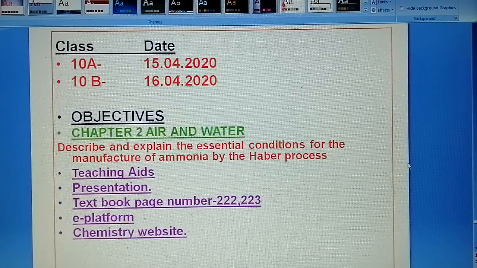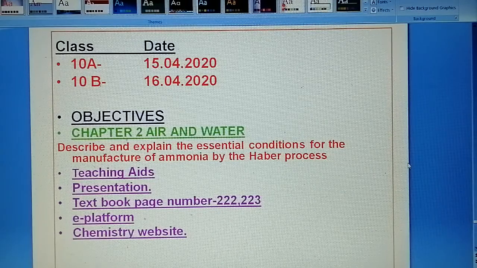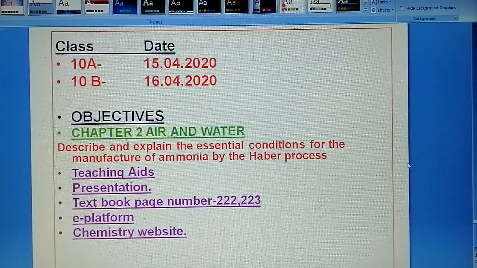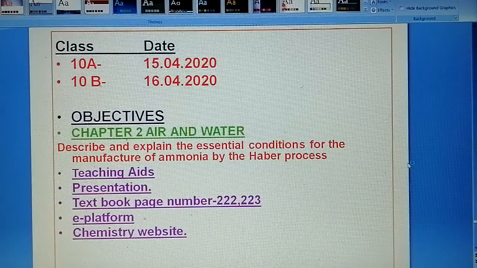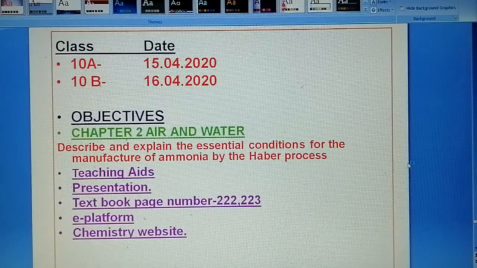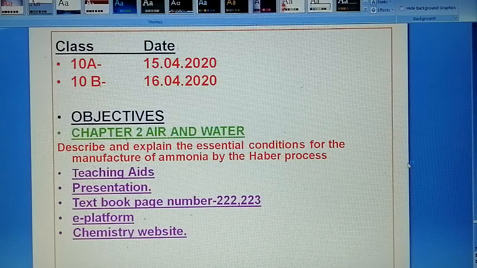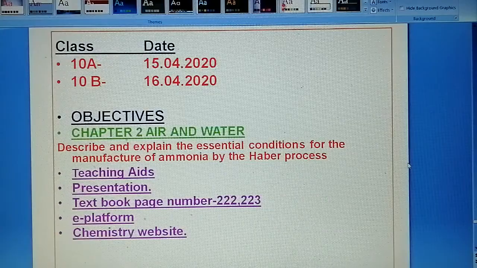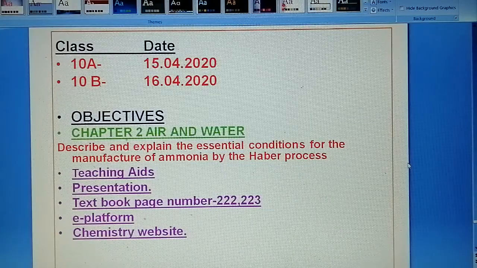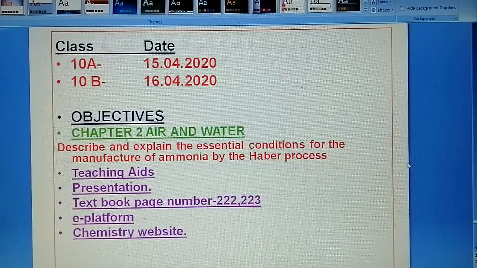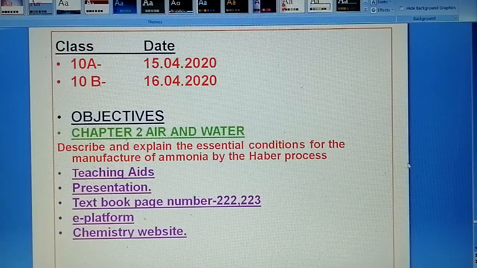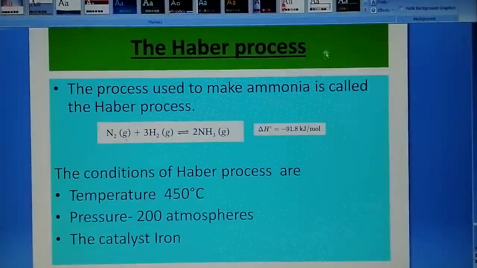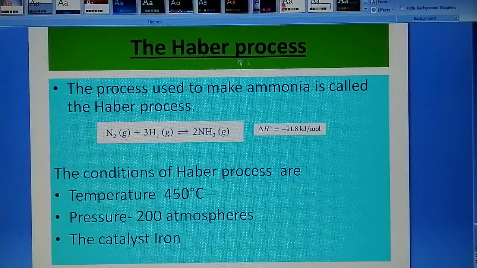As we have studied in the last class, NPK fertilizer is very important: nitrogen, phosphorus, potassium. We have studied some important synthetic fertilizers like ammonium phosphate and ammonium sulfate. When you check, you can see that all these compounds contain ammonia. So we need to manufacture ammonia in large quantities, not only for fertilizer but for other uses also. The process which helps to make ammonia is called the Haber process.